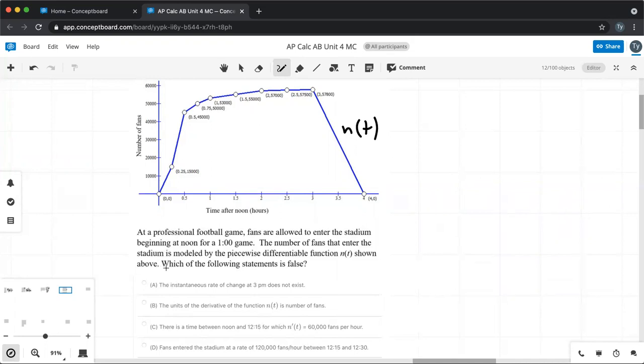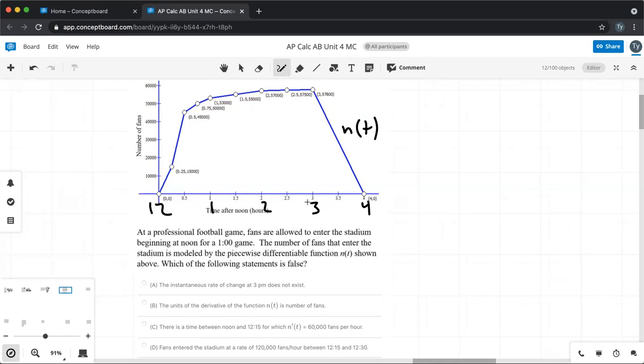For part A, the instantaneous rate of change at 3 p.m. does not exist. Okay, so what is 3 p.m. on our x-axis? This is the first step to reading this graph. Well, this is the time after noon. So at 0, we're at noon. I'm just going to write 12. 1 hour, right? This is in hours. Afternoon will be 1 o'clock. 2 hours afternoon would be 2 o'clock. 3 hours afternoon would be 3 o'clock. 4 hours afternoon would be 4 o'clock.